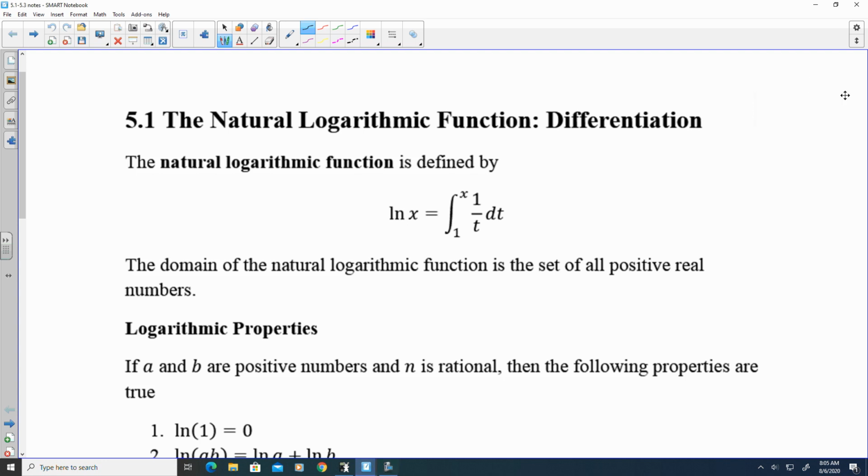All right, here we go with section 5.1 on the natural log function, and we are dealing with differentiation today, only doing derivatives of the natural log function. In the future, we will be doing integrals, but we're just starting today with the derivative.